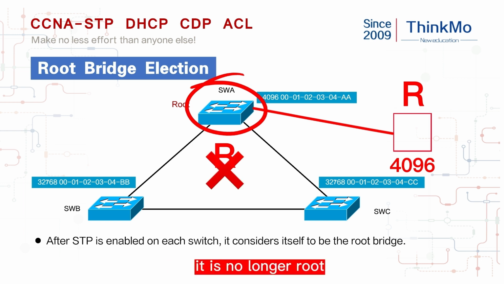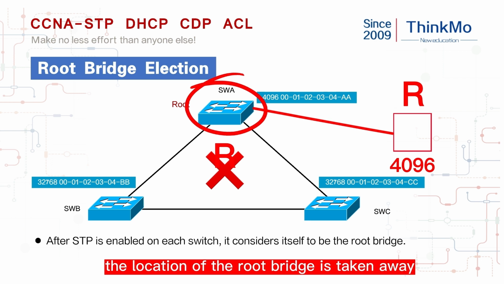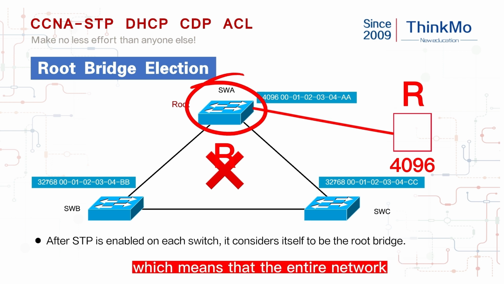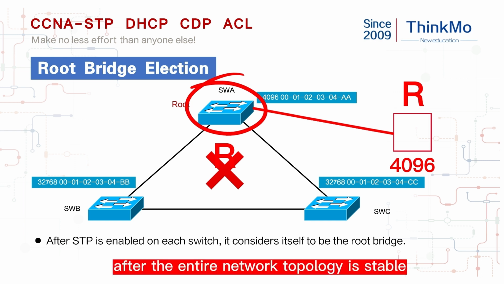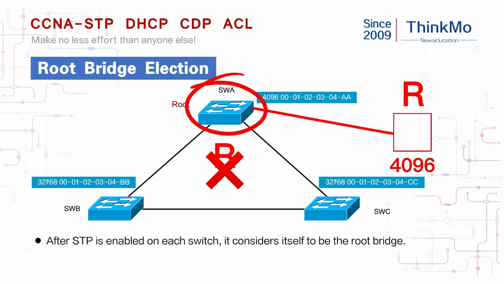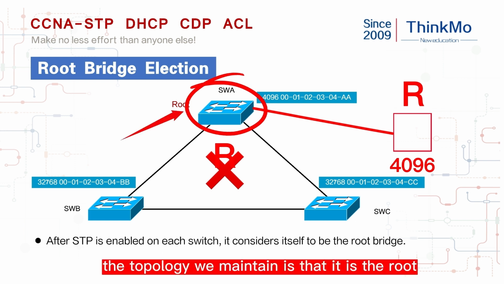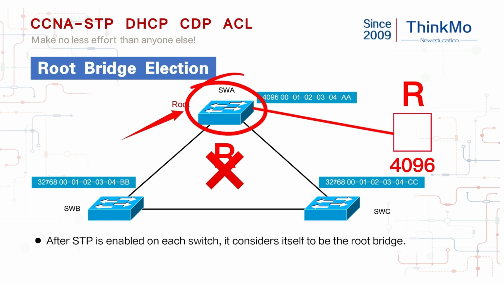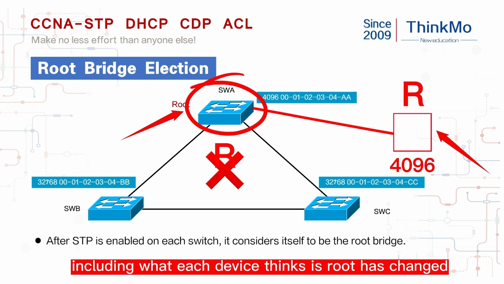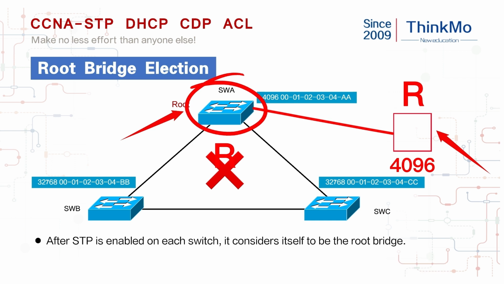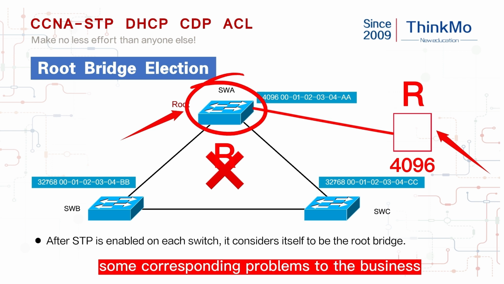It is no longer root. The location of the root bridge is taken away, which means that the entire network topology will change. You should know that after the entire network topology is stable, BPDU packets will only be sent by the root bridge. Originally, the topology we maintain is that it is the root. Suddenly a device came in and took the place of the root. Then the topology as a whole will change, including what each device thinks is root. It will take a considerable amount of time and bring some corresponding problems to the business.